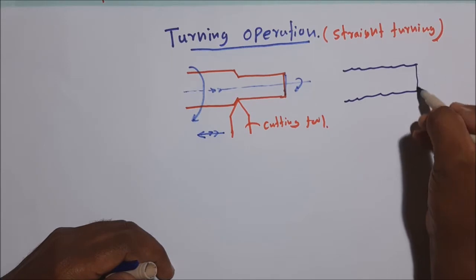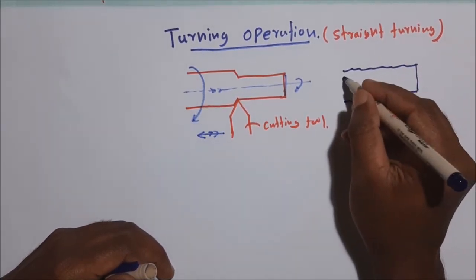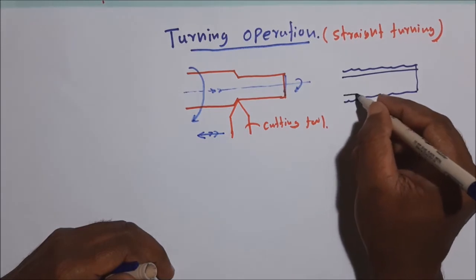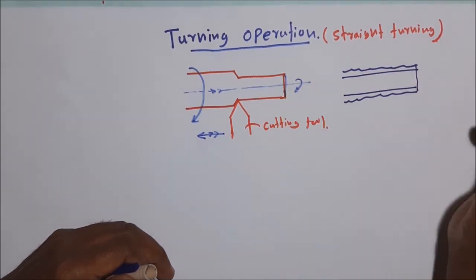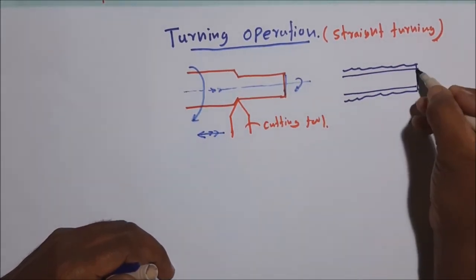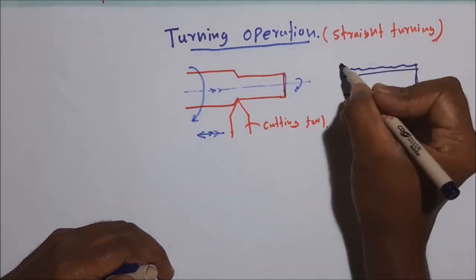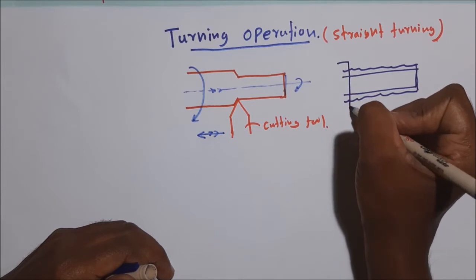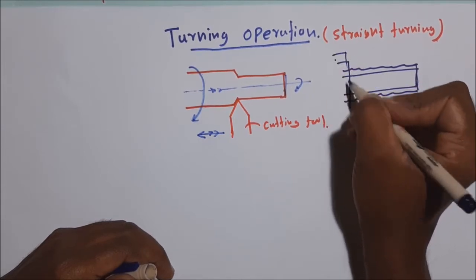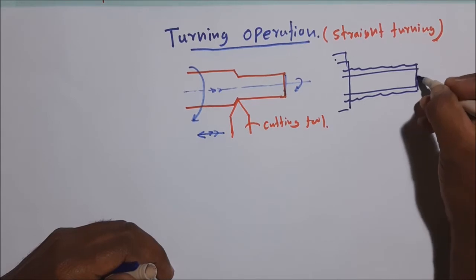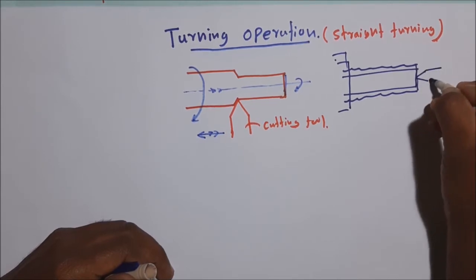To obtain a cylindrical shape by removing this kind of layer, we can use the turning operation on the lathe machine. In turning operation, this end is clamped on the lathe chuck. Then if it is a lengthy workpiece, the front end is supported by the tailstock.